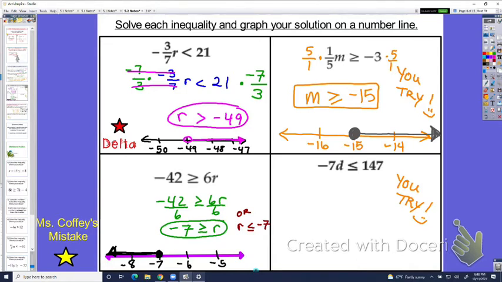The one underneath it is showing -7 multiplied by d is less than or equal to 147. So to undo that, we have to divide both sides by a negative number, -7. So because we divided by a negative, our sign flips to greater than or equal to, and if we do this math, it's -21.